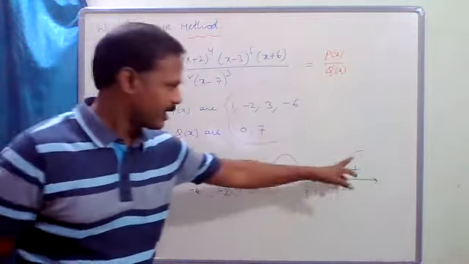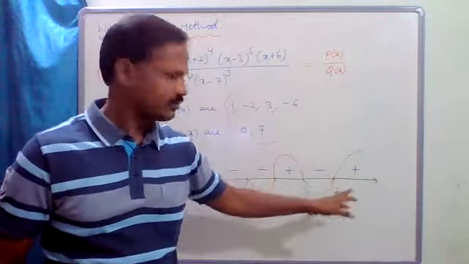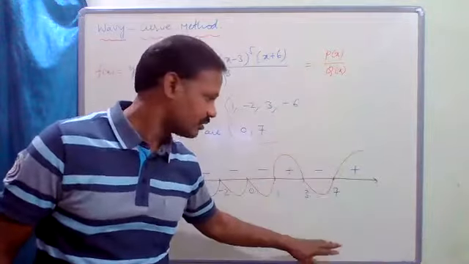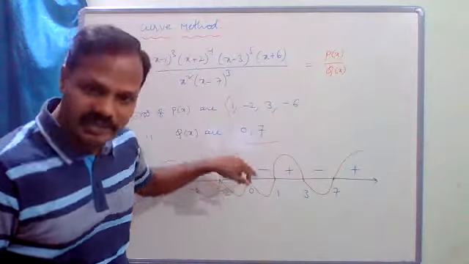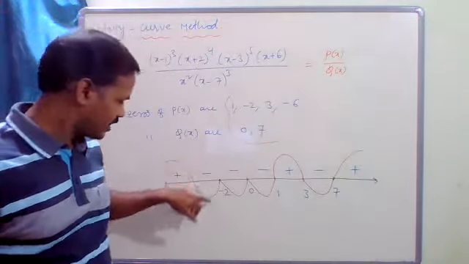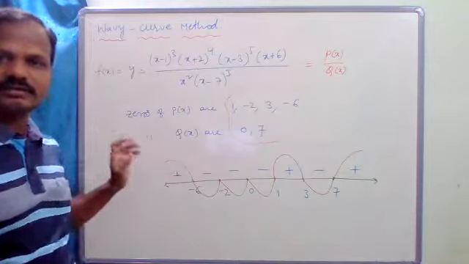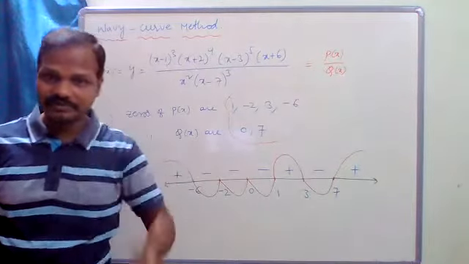Plus means above the line. Minus means below the line. Plus above. Minus below. Again minus means again below. Again minus, again below. Clear? Check once.